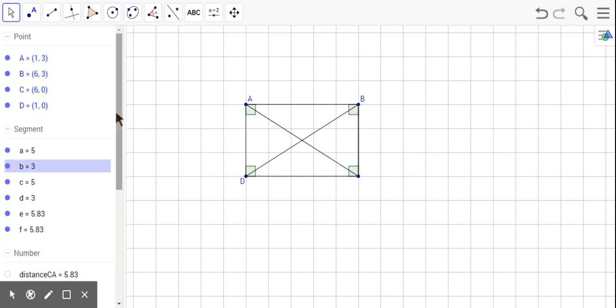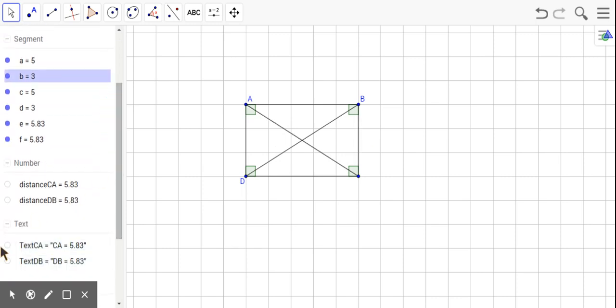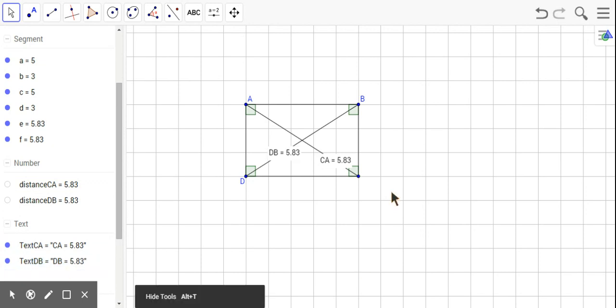Just like the rhombus, there's a special property here with the diagonals. The diagonals do bisect each other, but you also see that in a rectangle, the diagonals are also congruent. So for it to be a rectangle, it's got 4 right angles. We also know that the diagonals are congruent.